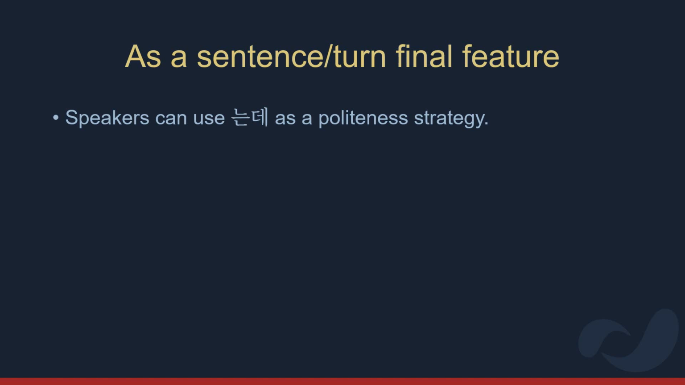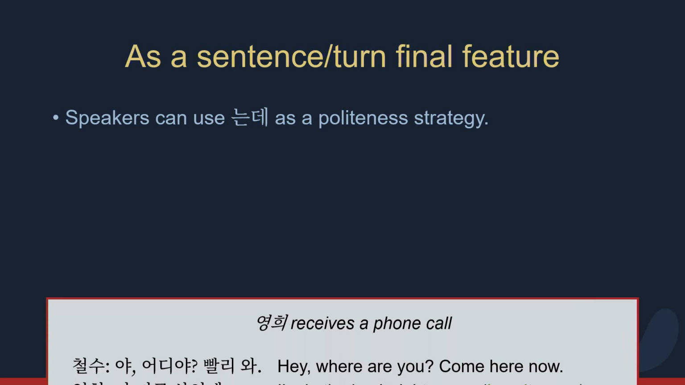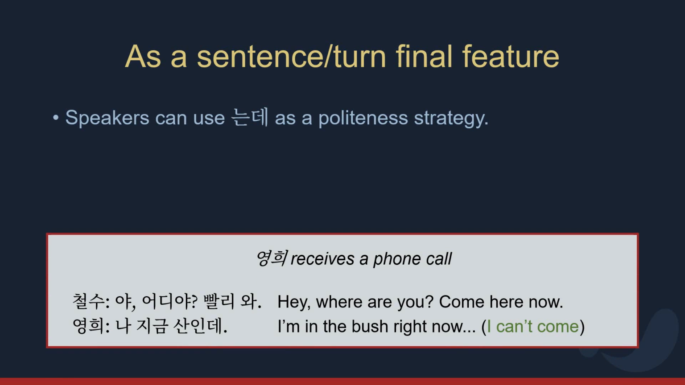Another example of using Ninda as a politeness strategy is, say, when receiving an inconvenient phone call. 야, 어디야? 빨리 와. 나 지금 산인데. Here, Youngie uses Ninda to signal to Chosu that his prior assumption that she could arrive straight away was incorrect and problematic. That is, she's denoting the background circumstances which were not, at that moment, in the listener's consciousness.